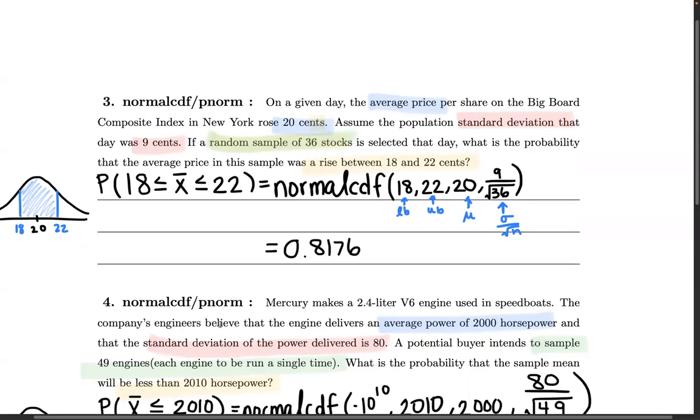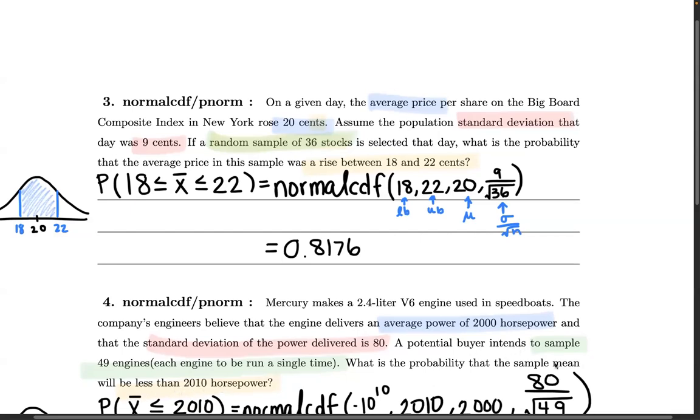Number 4, Mercury makes a 2.4 liter V6 engine used in speedboats. The company engineers believe that the engine delivers an average power of 2,000 horsepower and that the standard deviation of the power delivered is 80. A potential buyer intends to sample 49 engines, each engine to be run a single time. What is the probability that the sample mean will be less than 2010 horsepower?